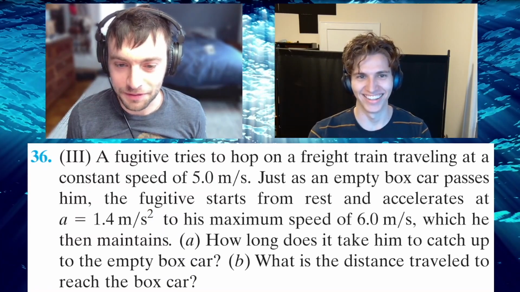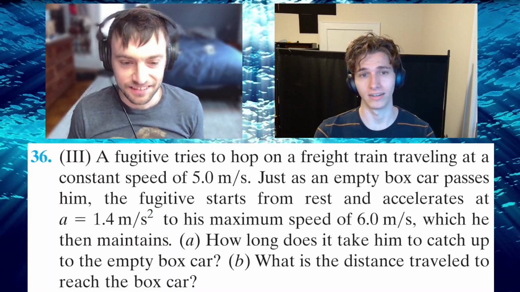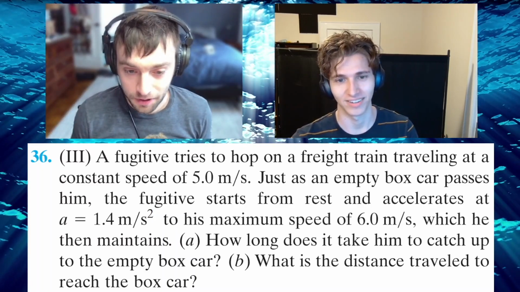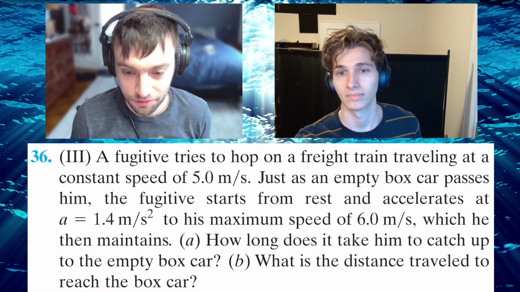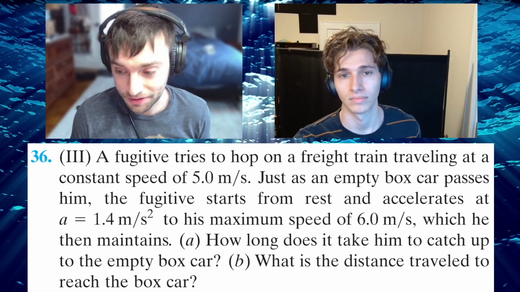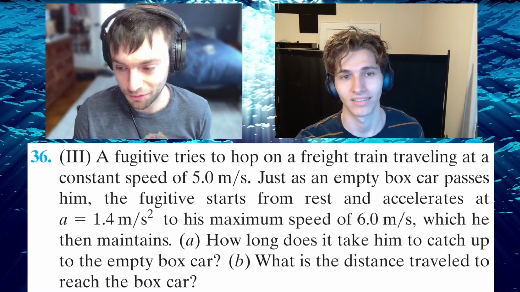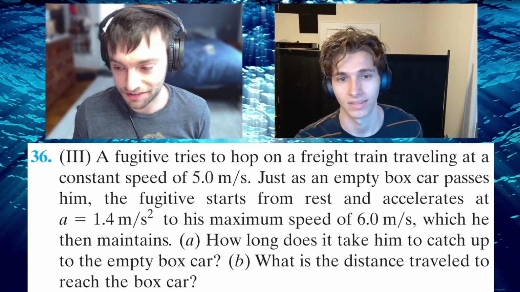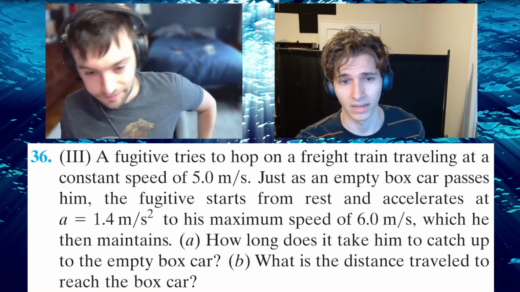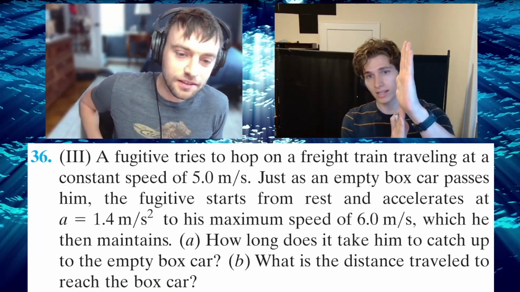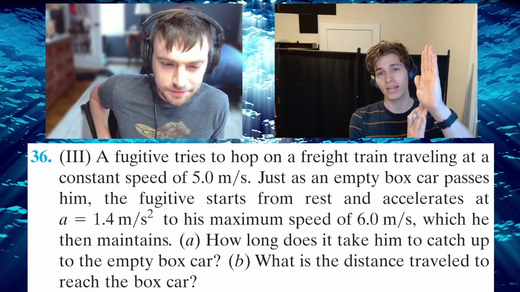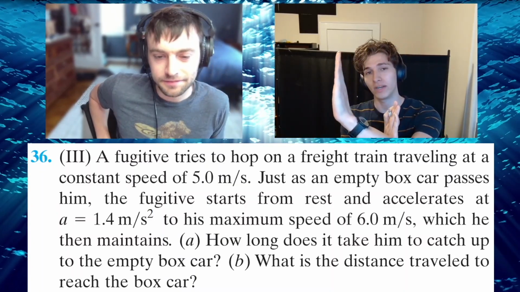No problem. What are we solving for here? So it's in two parts. So we're solving for time for A, and we're solving for the distance traveled for B. And we're probably going to have to solve in that order to get each answer. Let's talk about this a little bit. Our fugitive is catching up to this train. They're starting at the same place, and the train is going at a constant 5 meters per second.